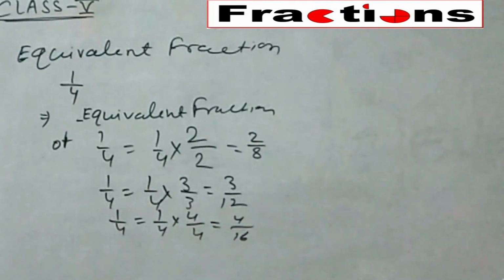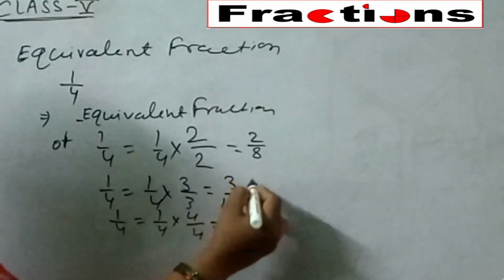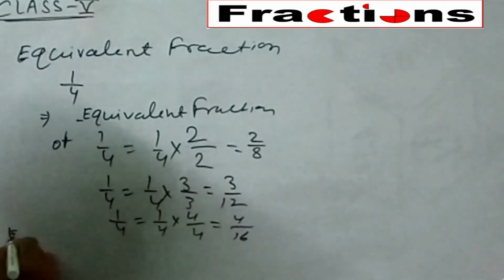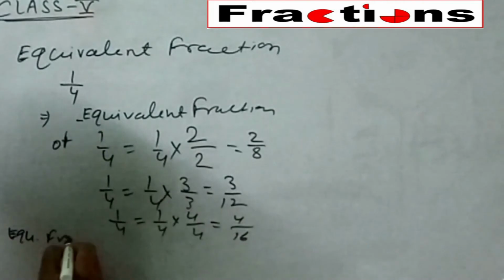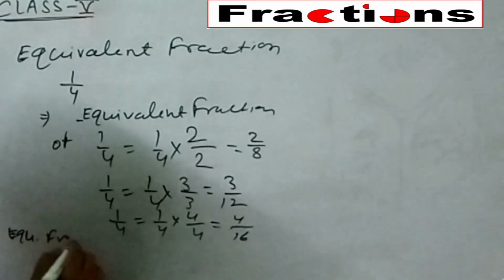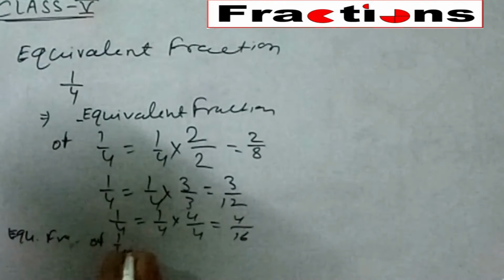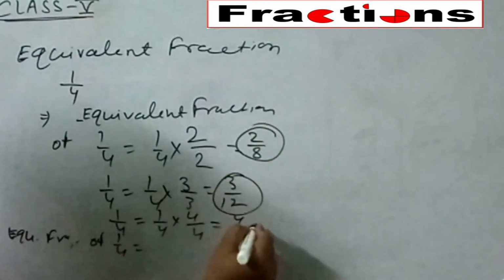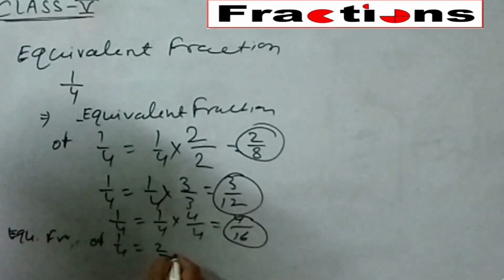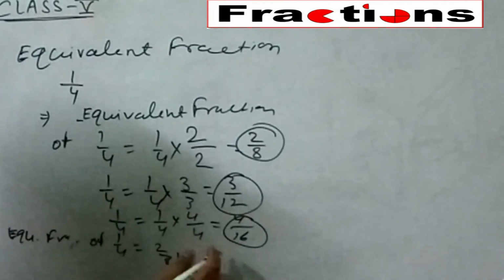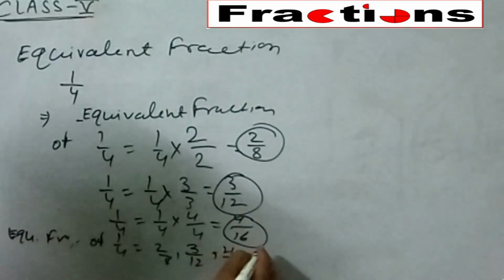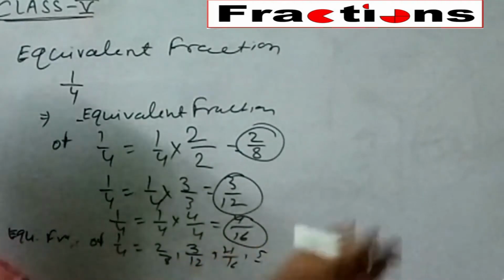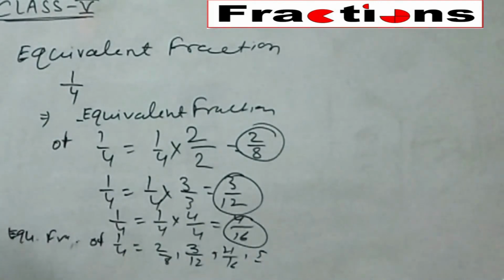See here, these are the equivalent fractions of 1 by 4. Equivalent fractions of 1 by 4 are 2 by 8, 3 by 12, and 4 by 16, like that 5 by 20, like that. We can find infinite equivalent fractions.